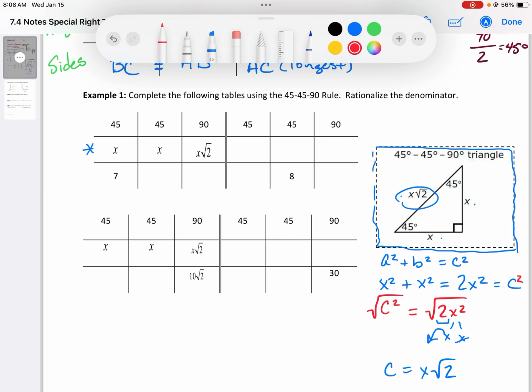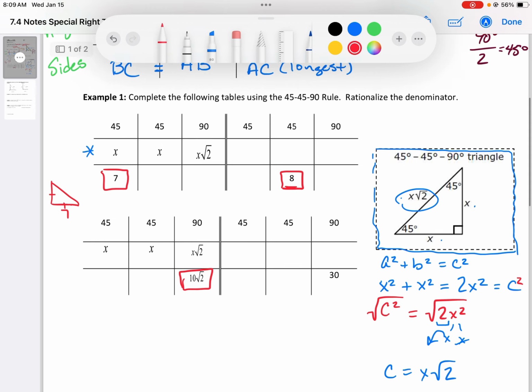I'll do some of these that give you a starting number here, and they're like, hey, one side is 8, figure the rest of it out. Or hey, the hypotenuse is 10 square root of 2, figure the rest of it out. On this one, if one side is 7, we draw our little triangle real quick. If one side is 7, and this is an isosceles, that means the other side is 7.